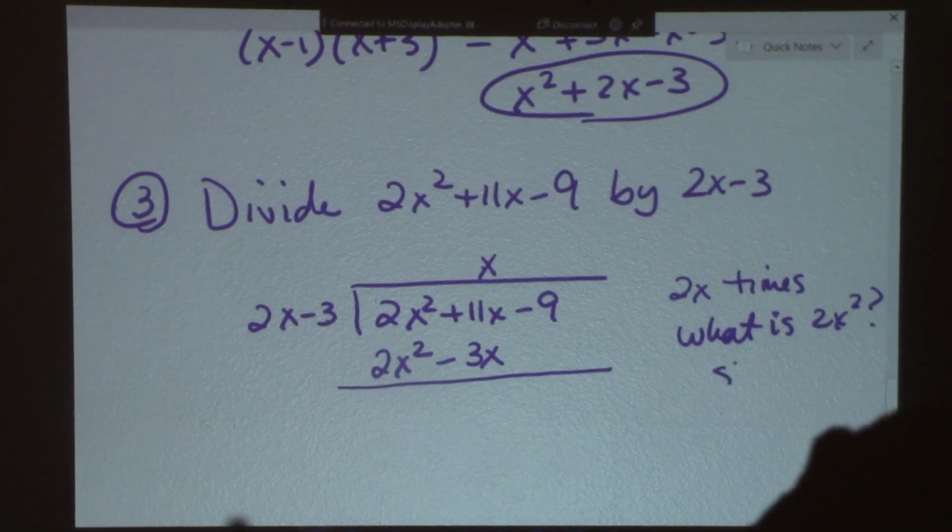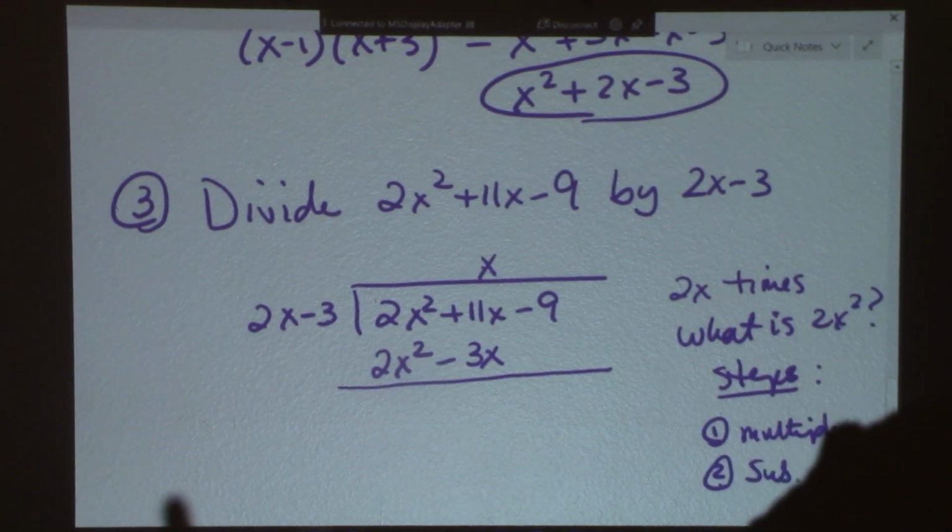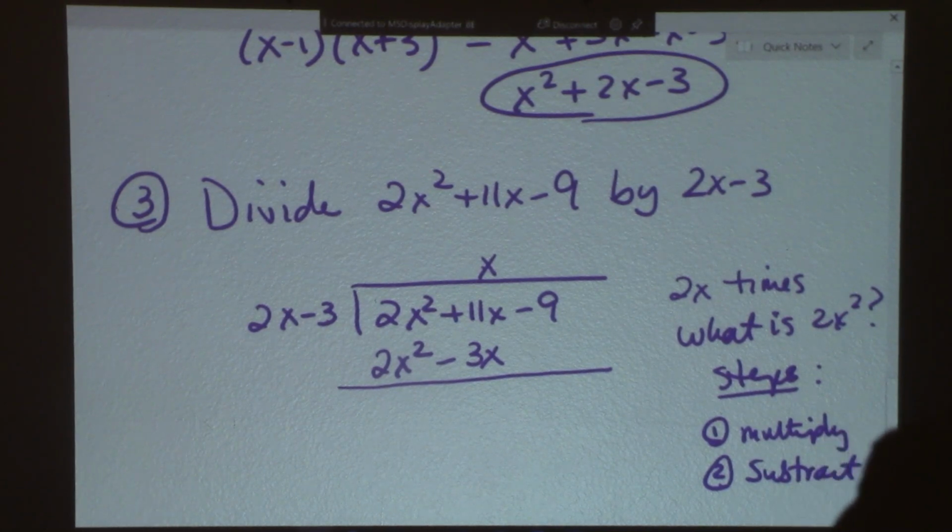So if you were going to write some steps, you would say, number 1, you multiply, and number 2, we subtract or change the signs, just like in regular long division. Now I'm going to change the signs, and I get 14x minus 9. Okay?